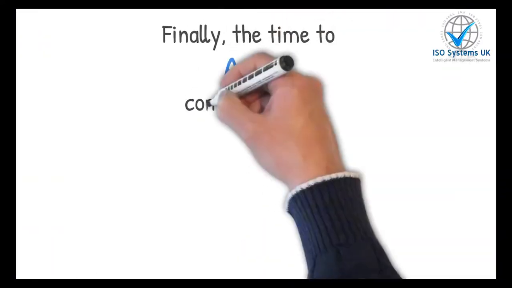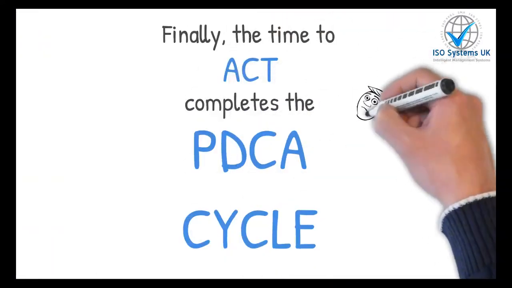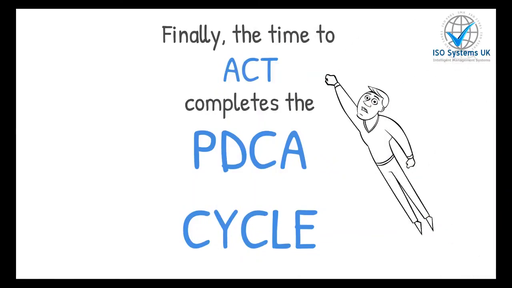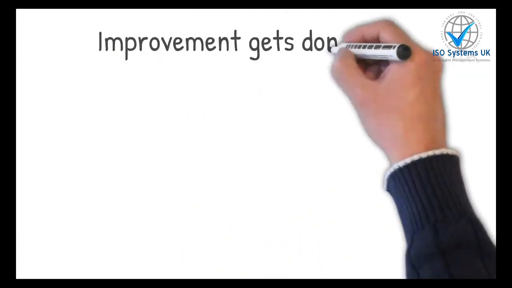And finally, the time to act on your findings completes the PDCA cycle. Improvements get done when we act on non-conformities and corrective actions. This is how we truly achieve continual improvement.